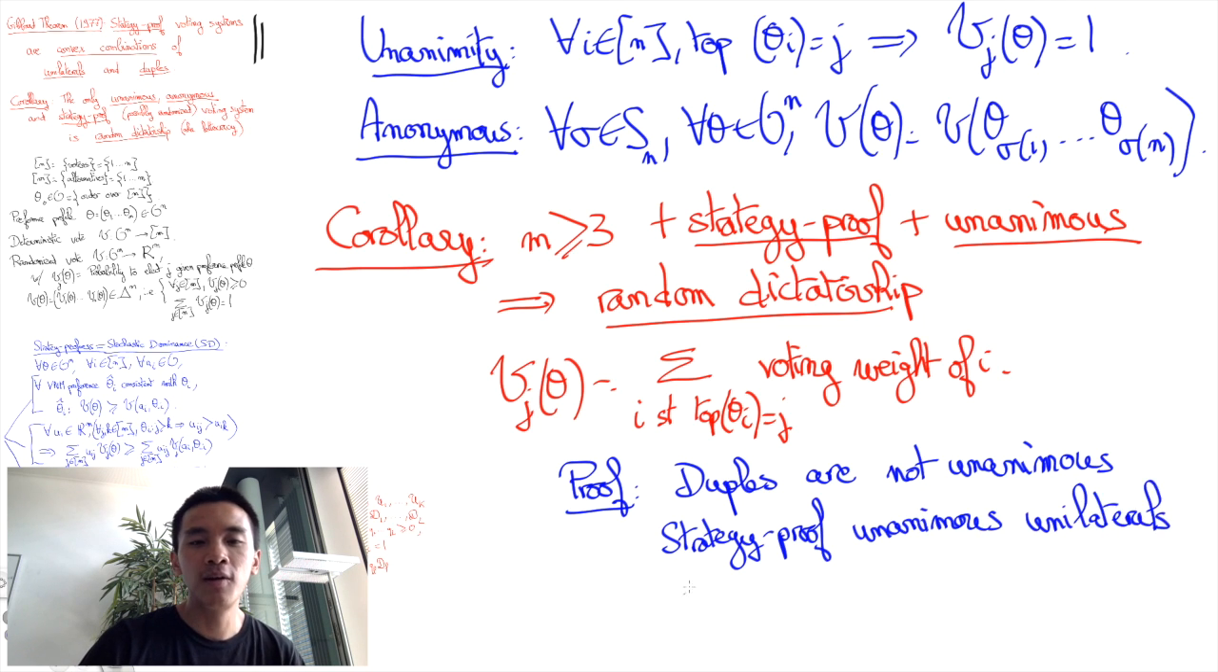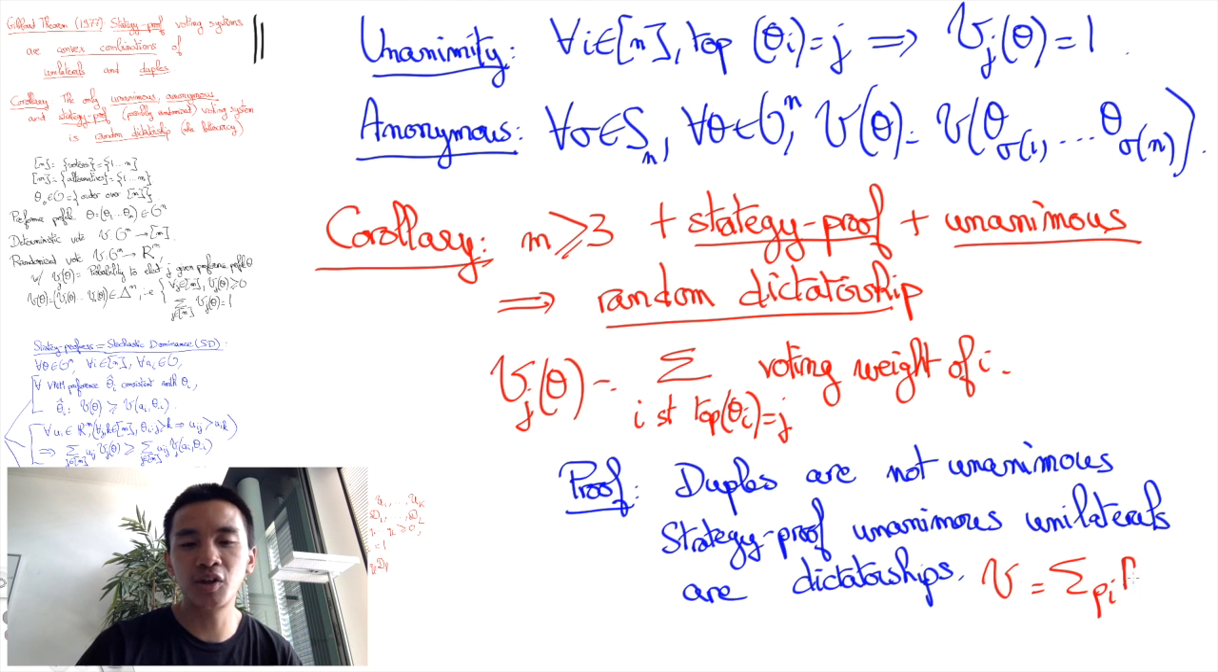In other words, for m greater or equal to 3, any strategy-proof and unanimous voting system must be written as V equals to the sum of the Pi, Ui. This corresponds to saying that any voter I has a probability Pi of becoming the dictator, in which case the voting system V elects voter I's top choice.